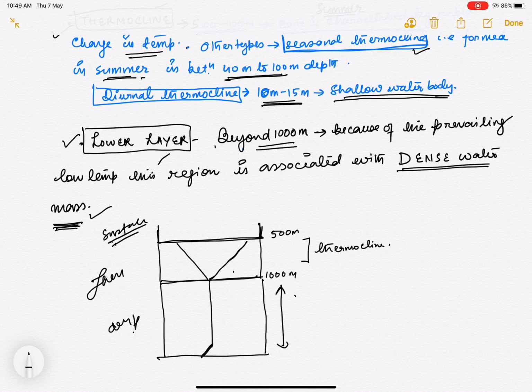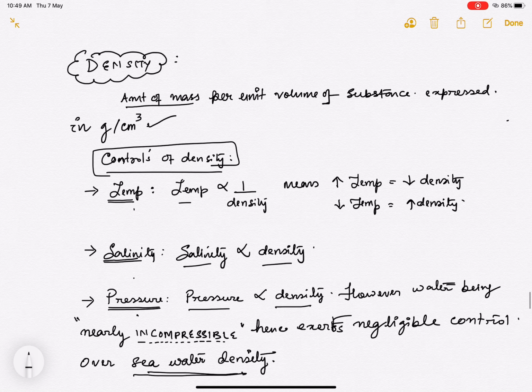What is dense water mass? We'll read about it. Next, density. What is density? Density is the amount of mass per unit volume of a substance, expressed in gram per centimeter cube. Controls of density: again temperature, salinity, pressure. Temperature is inversely proportional to density, meaning with the increase in temperature there would be a decline in density. Similarly, decrease in temperature will lead to increase in density.